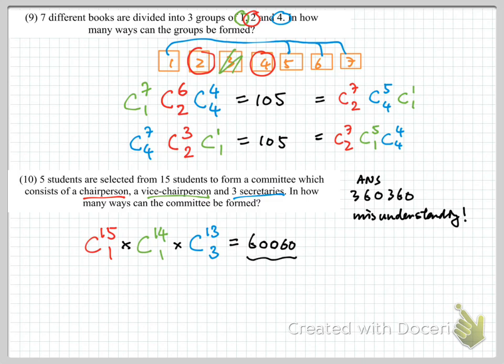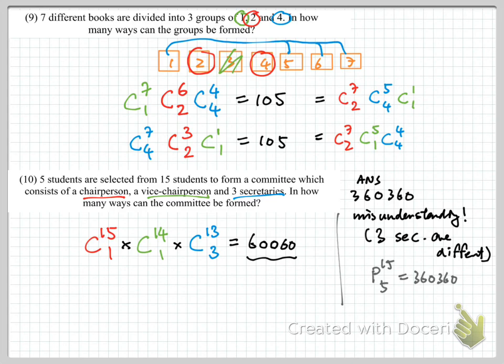If you believe that the three secretaries are different, like one of them is the finance secretary, one of them is the publication secretary, one of them is the sports secretary, then you have 5 different posts. The answer will be much simpler. If all the 5 posts are different, then the answer is 15P5. The 5 posts are all different, and 15P5 is 360360. If you misunderstand the question in this way, you arrive at this answer.